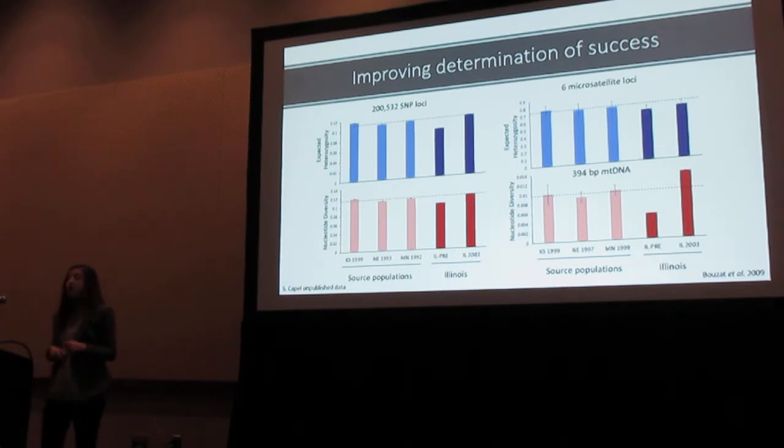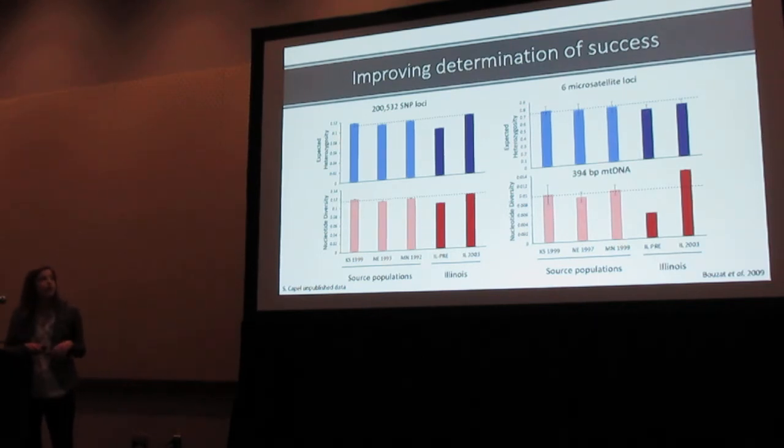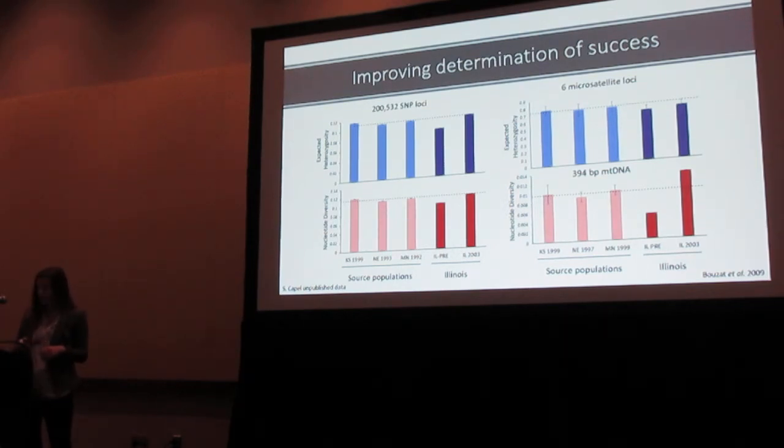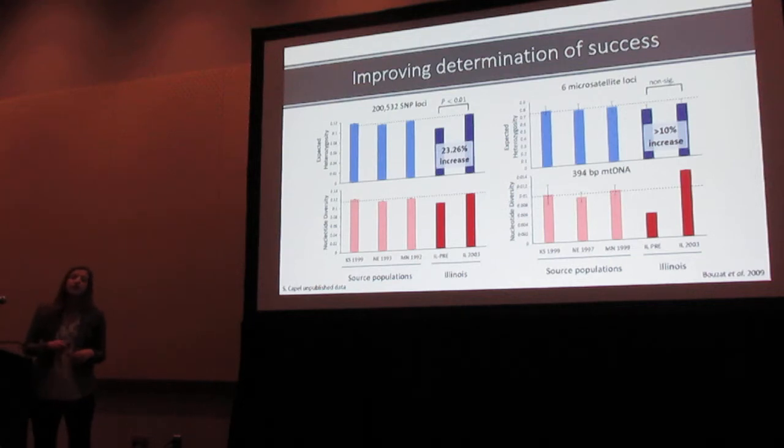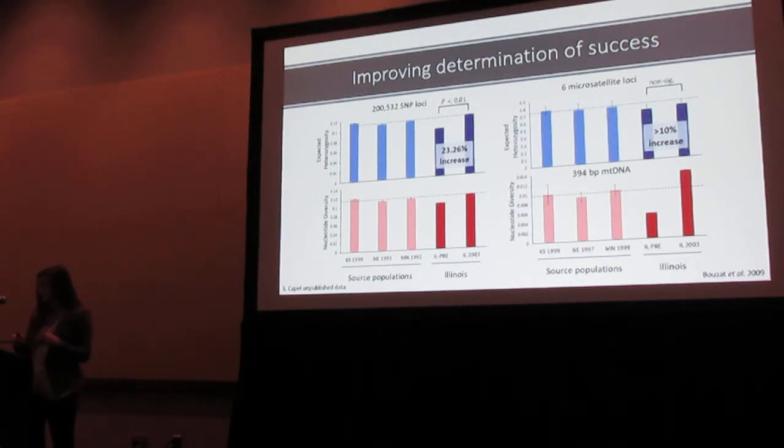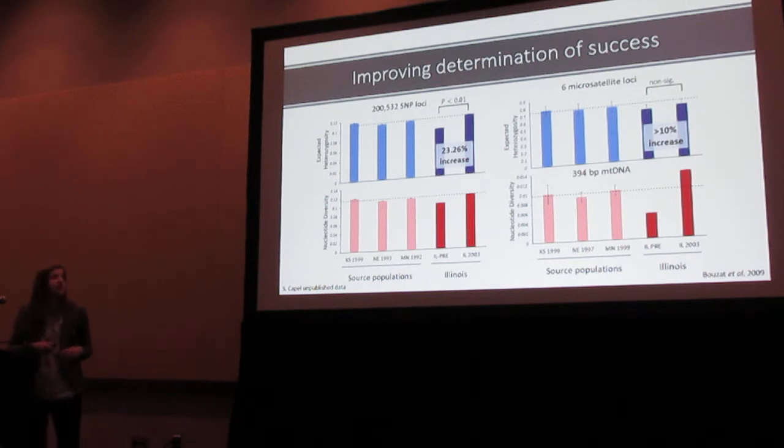And so the first thing that I did is I went back and recalculated some of these same exact measures that were assessed in previous research. And one thing that we find is increasing our number of loci by orders of magnitude allows us to much more accurately estimate the levels of genetic diversity. And so what I find is just over a 20% increase in our expected heterozygosity of our admixed Illinois population.